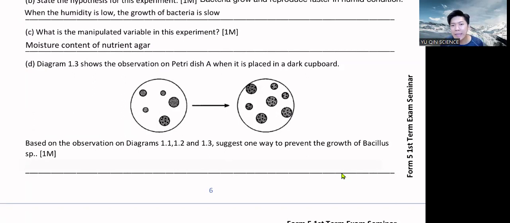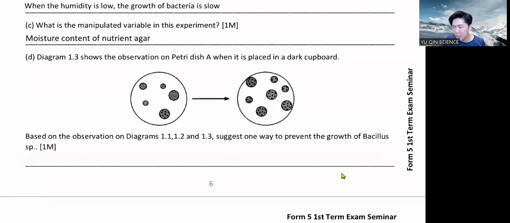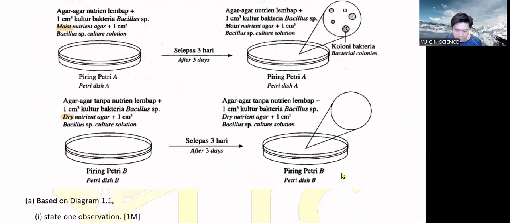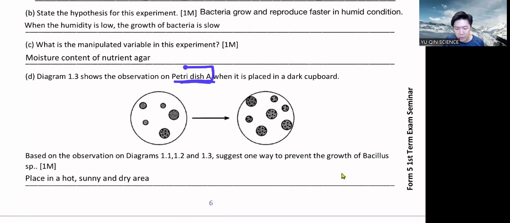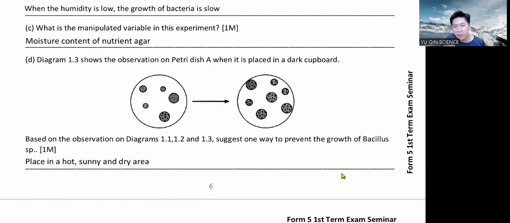Okay, so we're talking about light intensity. In the dark, they like it a lot. If you don't want them to grow, you go to the sun, the high intensity of light. So yeah, it's a sunny area. But petri dish A just now is water, water also, right? Okay, meaning in the dark with water, they like it. So opposite, in a sunny area and dry area, they don't like it.